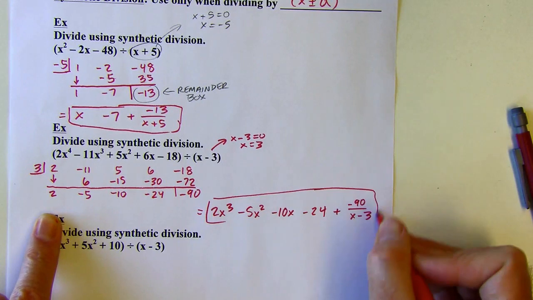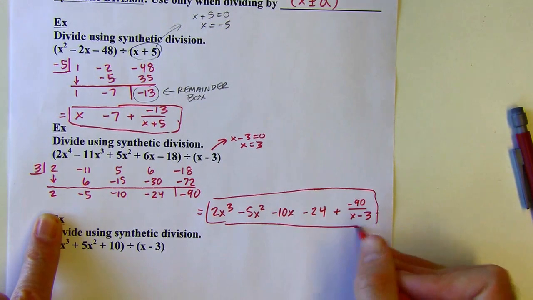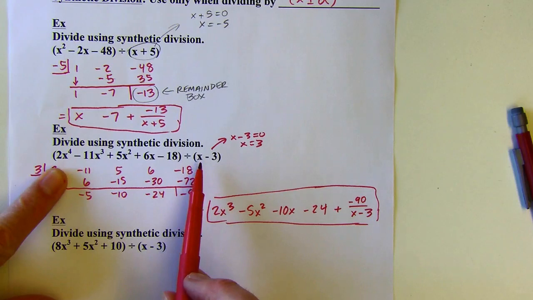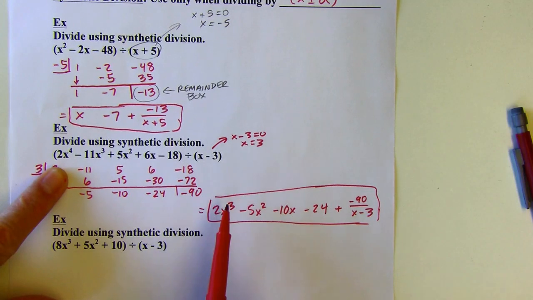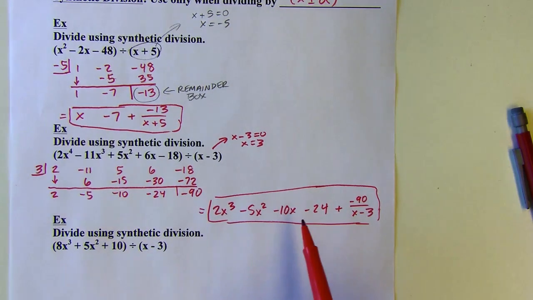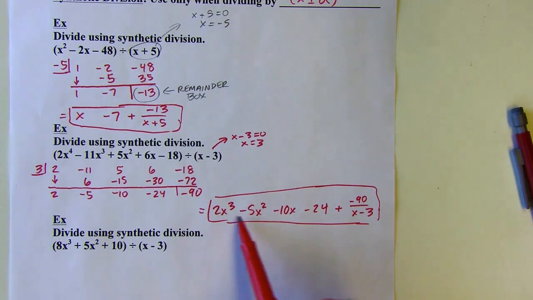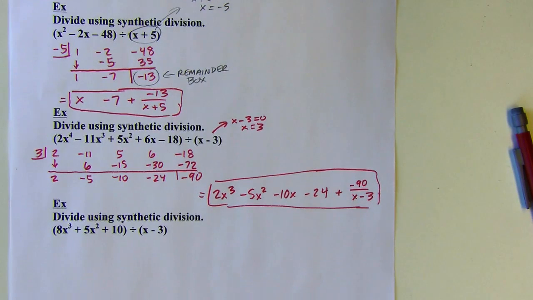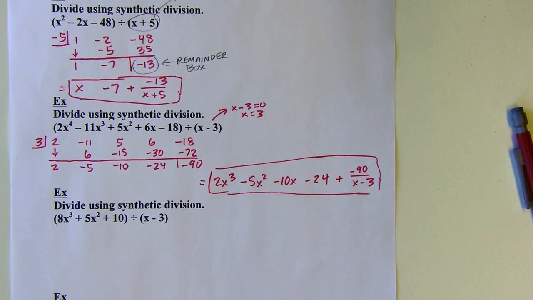Another way, if you want to build your answer from front to back, you can just think, well, 2x to the fourth divided by x would give me 2x to the third, right? So I know my first term is going to be 2x to the third, and then as you go right, you use 1 less degree of x every time until you get to the remainder. Okay. All right.